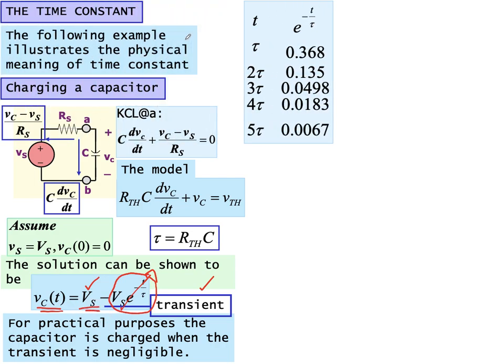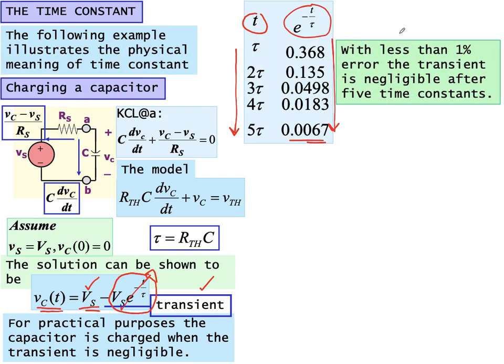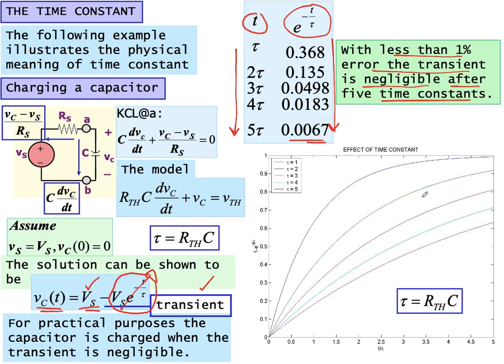And here it is also shown that if we talk about time, after 5 tau, the value of this transient reduces to almost 0. This is what it shows over here. So with less than 1% error, the transient is negligible after 5 time constants. And this is where we can see the effect of time constant. So here we can see this is the solution to this equation.